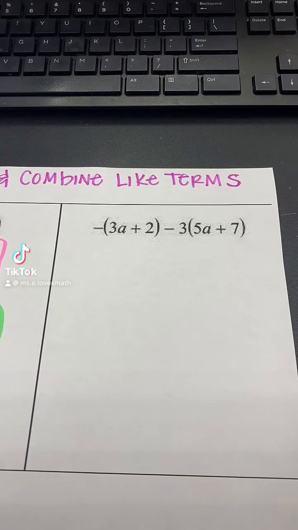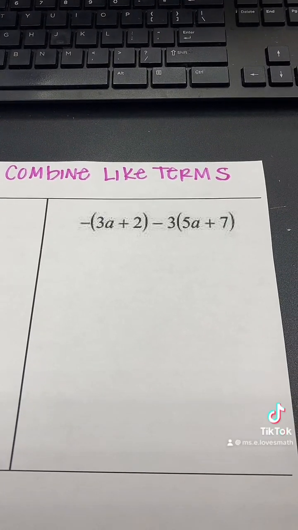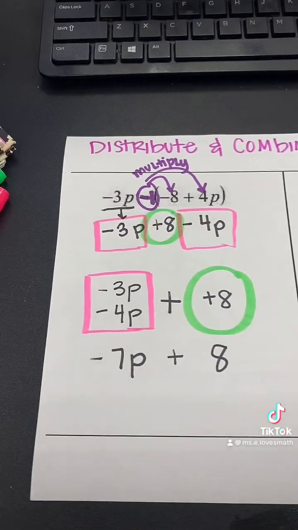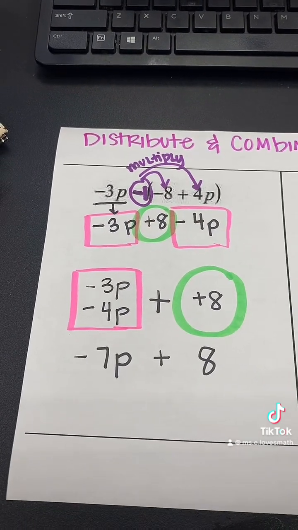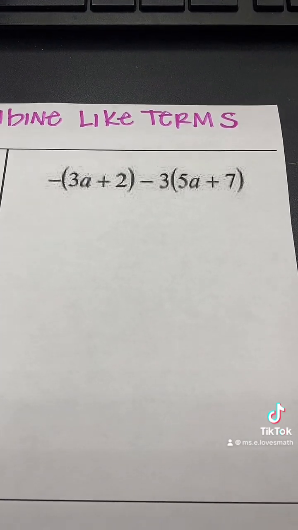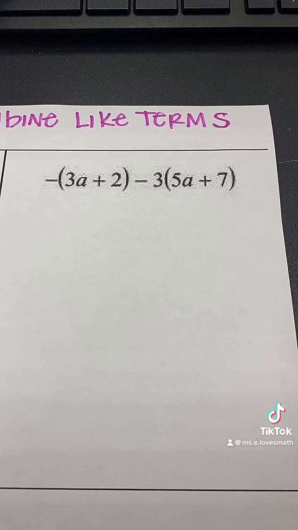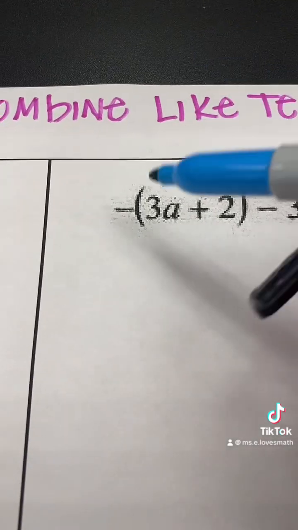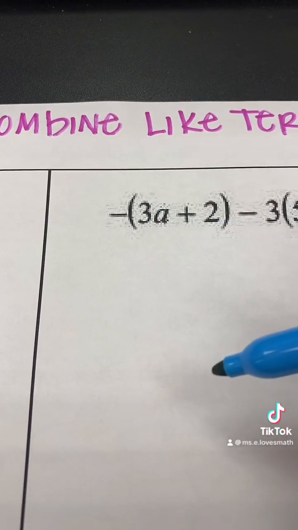Let's take a look at this example for distributing combined like terms. In my last video, we went over how to do this problem. Let's take a look when there are two distributing parentheses. Here we have a negative in front of a parentheses.